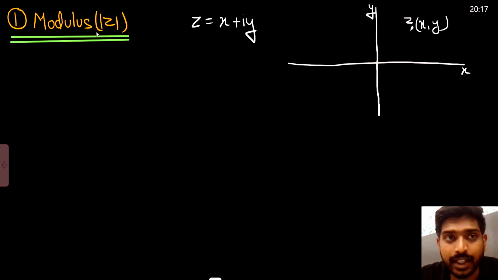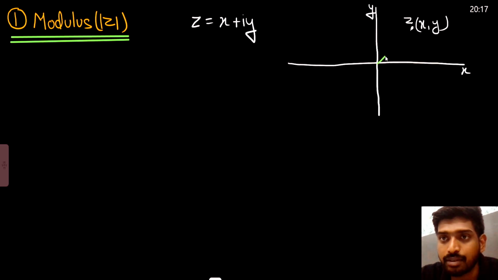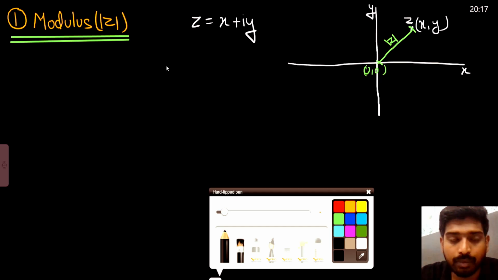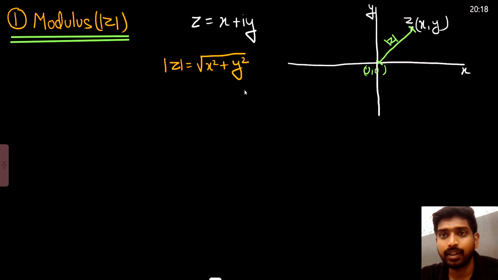So what does modulus of z tell? Modulus of z tells the distance of this point z from the origin. This distance is denoted by modulus of z. Now how to find the distance of this point from the origin 0 comma 0? So this distance will be equal to modulus of z, and modulus of z is equal to under root of x square plus y square. Got it? Any doubt?